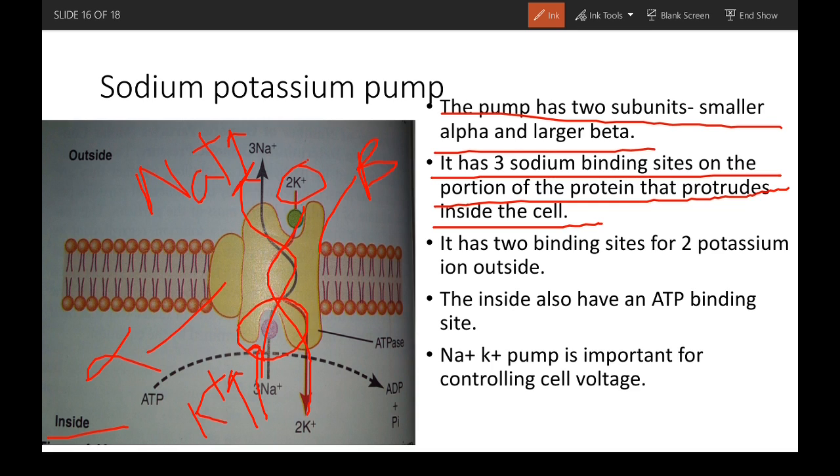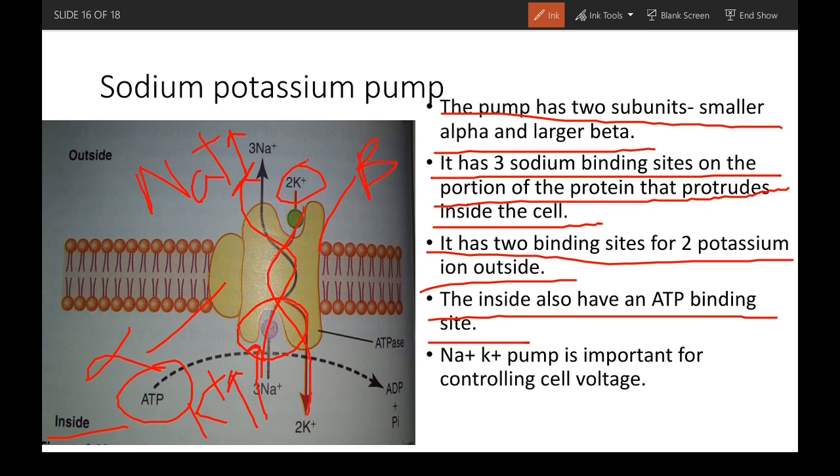So as we can see, it does not occur along the concentration gradient, hence it requires ATP, right? It has 2 binding sites for potassium ion outside. The inside also has an ATP binding site. The sodium potassium pump is important for controlling cell voltage.